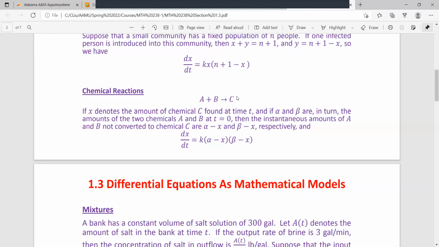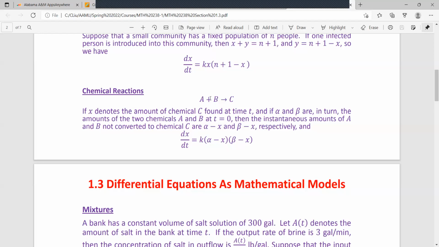So then we want to know how fast the reaction rate is, how fast the amount of the compound C is formed. And it turns out that we can also use a differential equation to model this process. So if X denotes the amount of chemical C formed at time T, that's for the compound formed. And if alpha and beta are in turn the amounts of the two chemicals A and B at time T equals 0, so initially, the amount of A is alpha and the amount of B is beta.